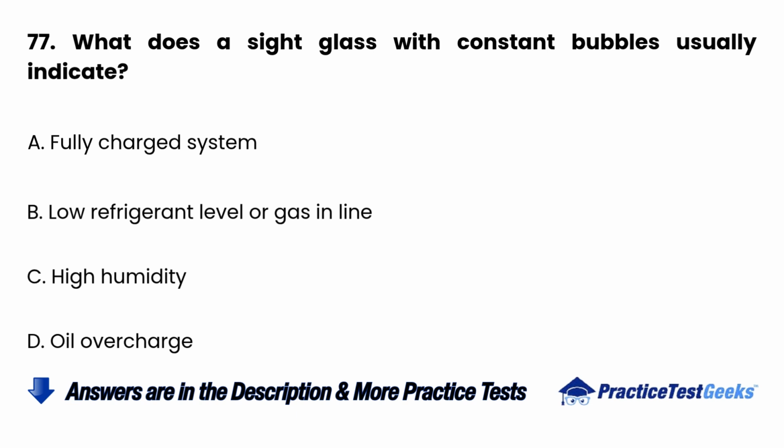77. What does a sight glass with constant bubbles usually indicate? A. Fully charged system. B. Low refrigerant level or gas in line. C. High humidity. D. Oil overcharge.